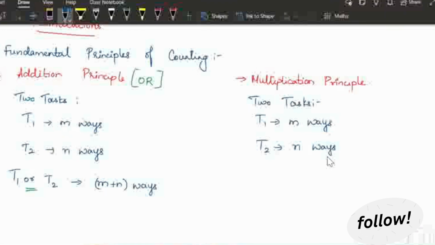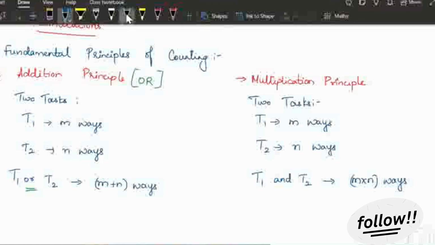Right now I'm just trying to simplify the concept for you. So if you have two tasks under the multiplication principle, then both T1 and T2 can be done in M into N ways. So it's called the principle of products or multiplication principle. Both are the same. Here, if you observe, we are using the word and. So if you are using the word and, then you will have to multiply the intermediate results.